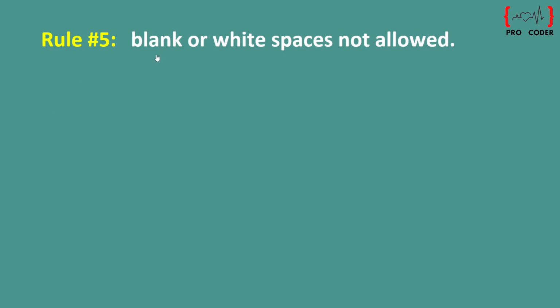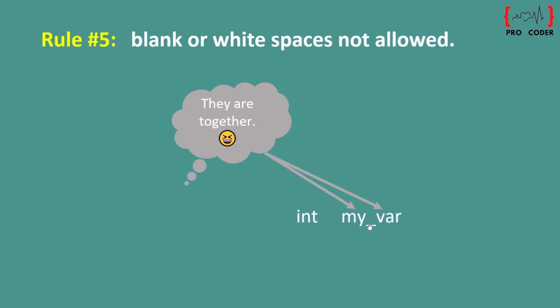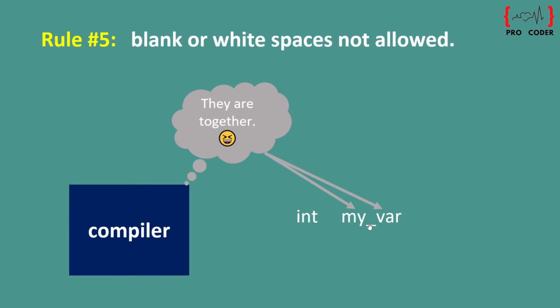White or blank spaces are not allowed in between. For example, "my var" is not a valid variable because of the blank space over here. The compiler would not recognize it as a single variable. Instead, if you want to include readability in your code, then you can include an underscore like this, my_var. Now this is a valid variable.